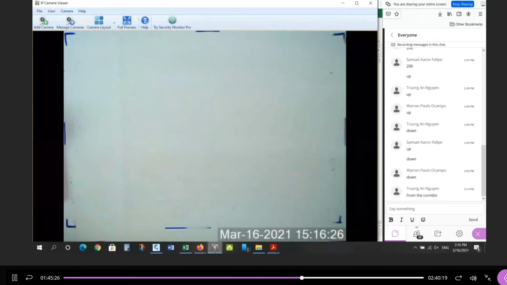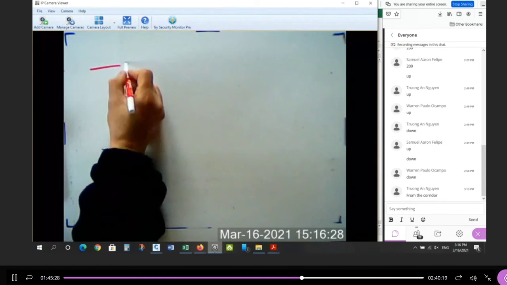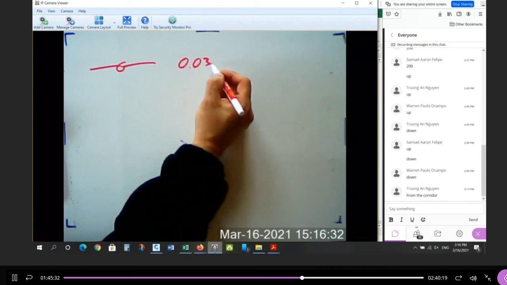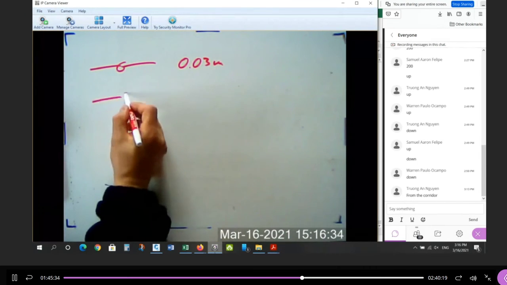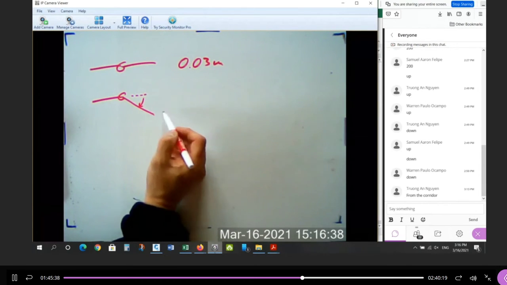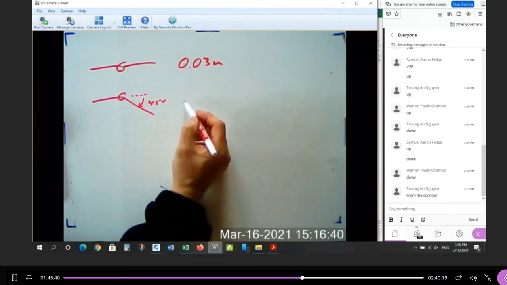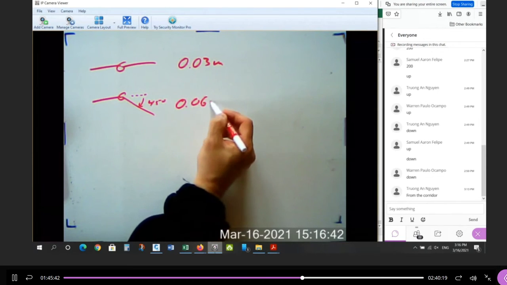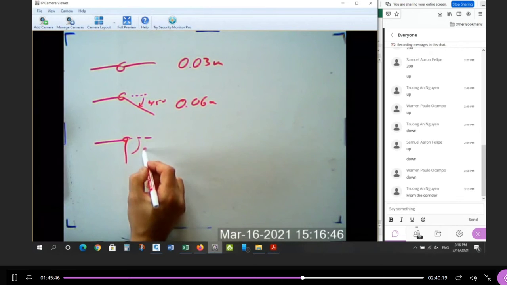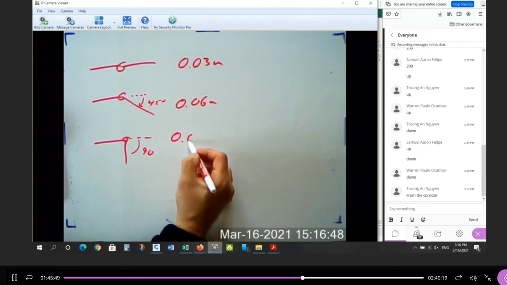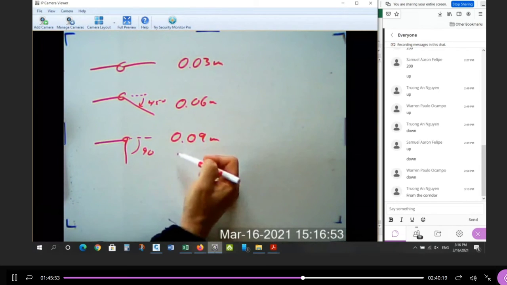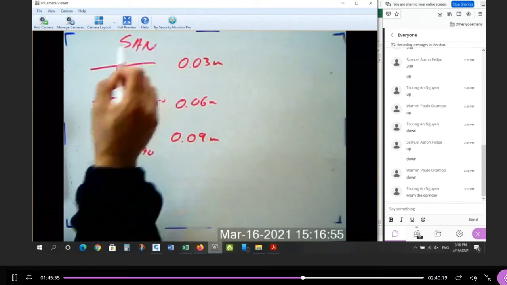If you look at mine, I always said this. For a sanitary sewer, if you're going straight through, use 0.03 meters. If you're turning at 45 degrees, and again, it's the deflection angle, you're going to use 0.06 meters. And if you're turning 90 degrees, if the deflection angle is 90 degrees, I want you to use 0.09 meters. 3, 6, 9. This is for sanitary.